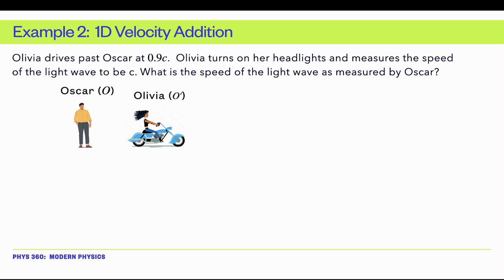So here's a slightly different variation on this problem. Suppose that Olivia now turns her headlights on. She's still going 90% the speed of light relative to Oscar. If Olivia turns her headlights on, she sees the speed of the light going out from her headlights as just c. The question is, is Oscar going to also see that the speed of light is c? We want to make sure that the velocity transformation equations are consistent with Einstein's postulate that the speed of light is constant for everyone. So it should turn out to be c.